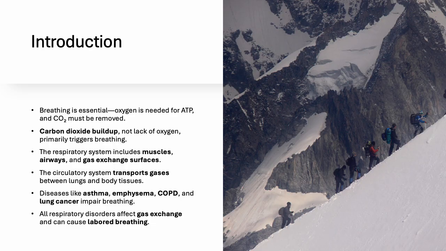Let's take a deeper look at why breathing is so critical and what really drives it. Breathing is so essential. Oxygen is needed for ATP, and carbon dioxide must be removed. It is this buildup of carbon dioxide, not the lack of oxygen, that primarily triggers breathing. The respiratory system includes these muscles, the airways, and the gas exchange that happens at these surfaces. It also works along with the circulatory system, which helps transport those gases between the lungs and the body tissues.